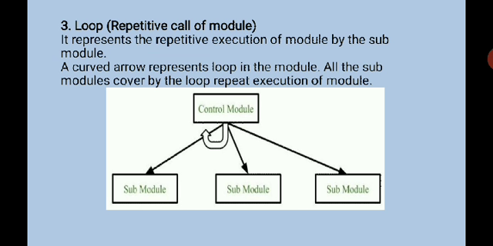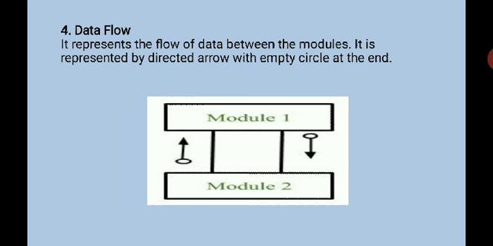Then I have loop. It represents the repetitive execution of a module by the sub-module. So there are various sub-modules and they're repeatedly calling the control module. The curved arrow represents a loop in the module. So all the sub-modules covered by the loop repeat execution of the module. Whatever is in there, they're asked to loop, so it will call back the main module, right?